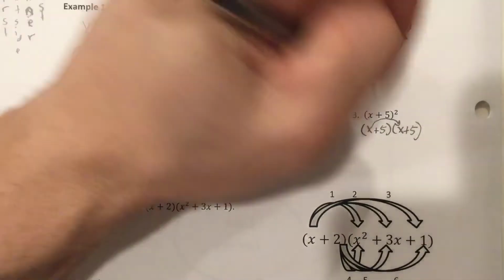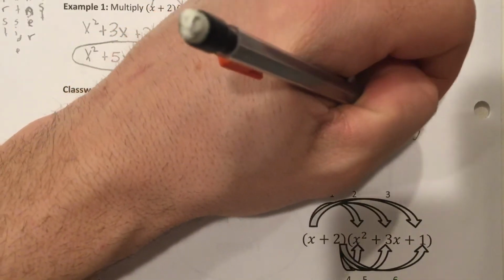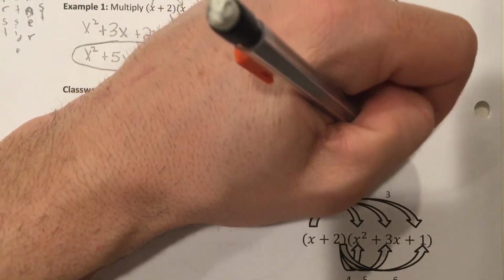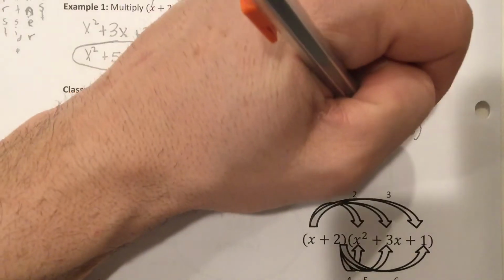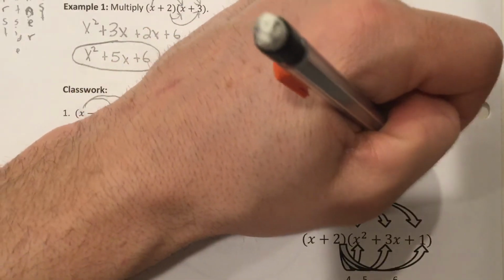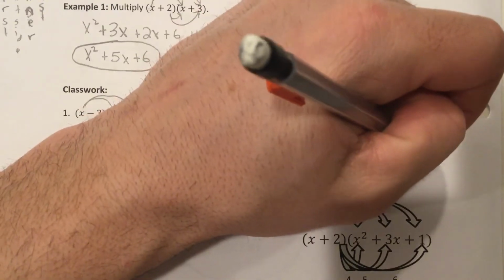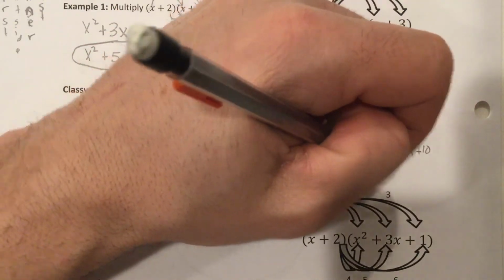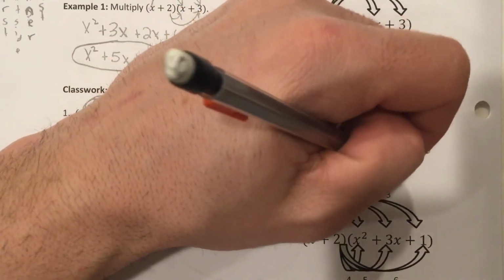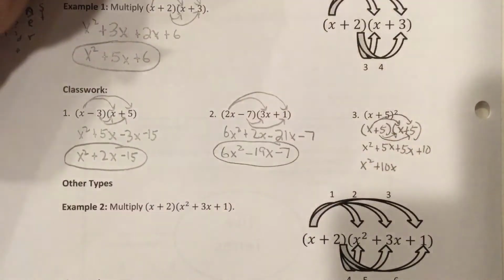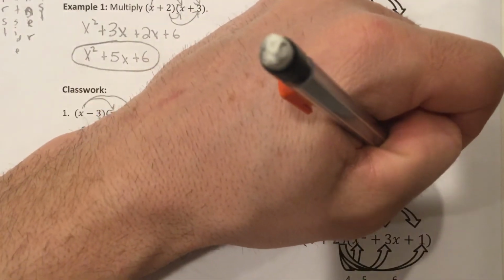So I'm doing x times x, which is x squared. X times 5 is 5x. 5 times x is 5x again. And then 5 times 5 is 25. Add your like terms. 5x plus 5x is 10x. So I'm left with x squared plus 10x plus 25.